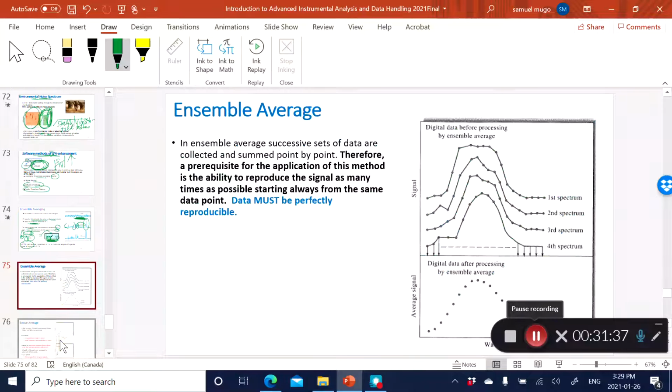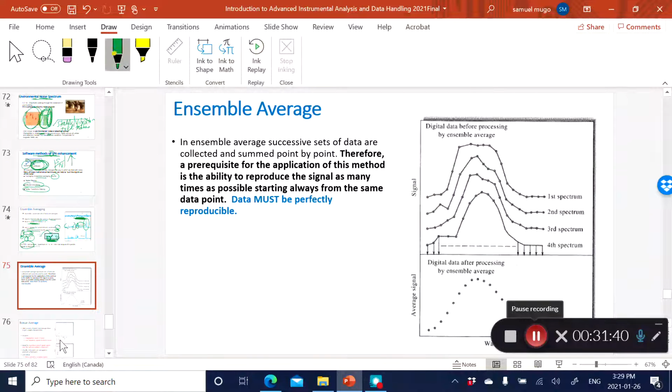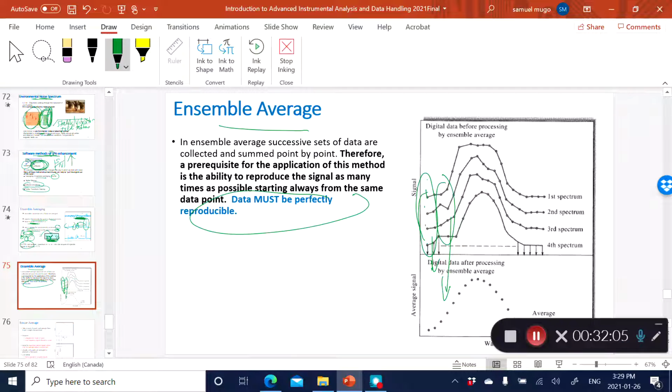Now, as I've said, one requirement of the data set when you're doing ensemble averaging is that the data needs to be perfectly reproducible. Meaning each of the data points for your multiple runs, I should be able to take them and average them. Take the data sets that are repeated, maybe 50 of them, and average them into one data set. So essentially the spectra should be perfectly reproducible. Now, you're going to see most of the instruments out there, however, do not give you a perfectly reproducible data set.